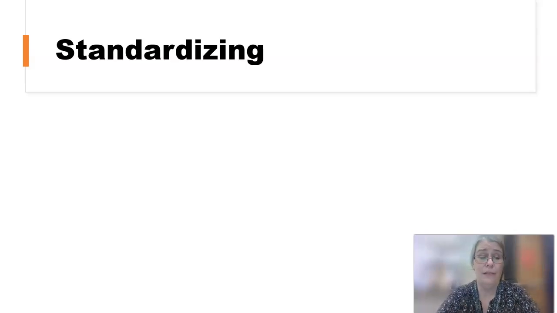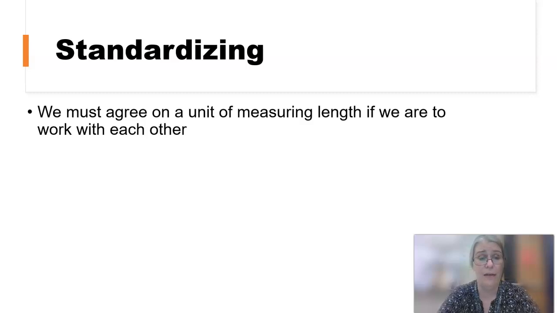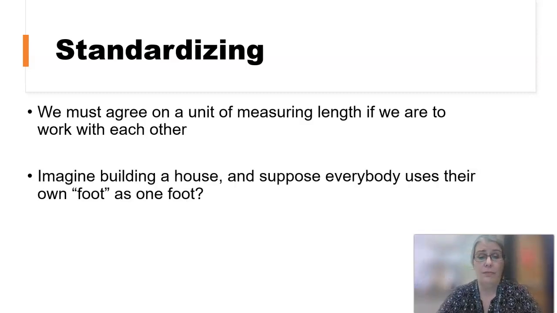The other thing that we need to do when we're communicating about a measurement is think about all using the same measurements, using a standard measurement. If we're all going to work together, we have to agree on how we measure. So imagine if you're all going to build a house and you're going to measure out using your own foot as 1 foot. We're going back to medieval times.